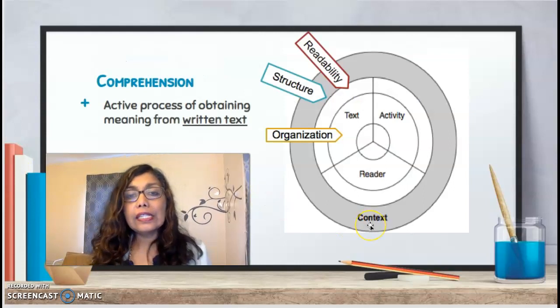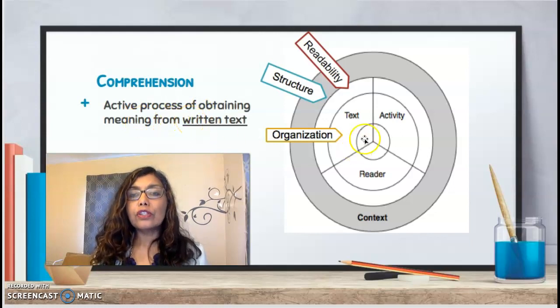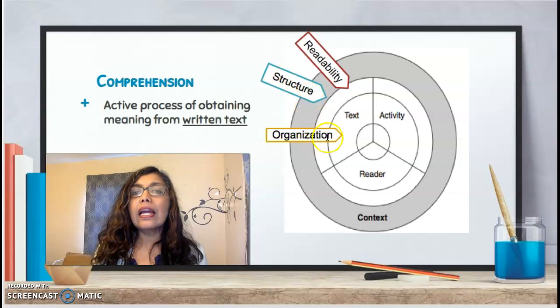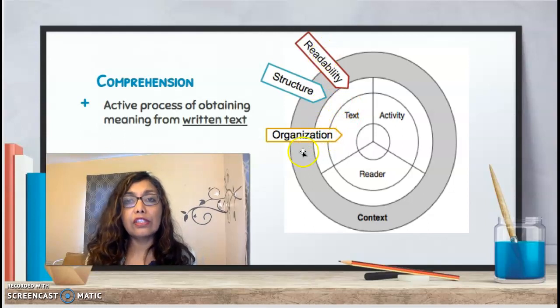So, there are four things that you need to consider when you are thinking about comprehension, which is an active process of obtaining meaning from written text. So, you have the text. And under the text, you have to kind of discern the readability of the text, the structure of the text, and the organization of the text. So we're going to take a deep dive into three of these things soon.